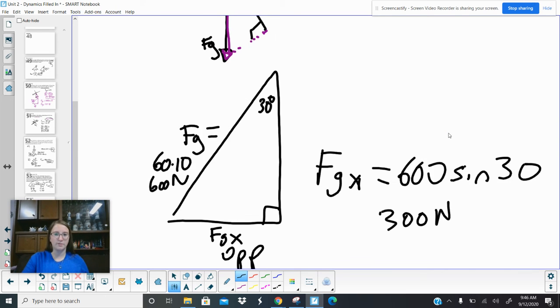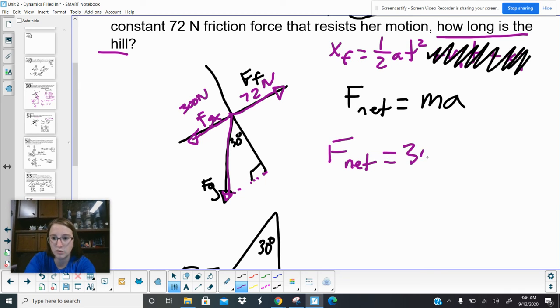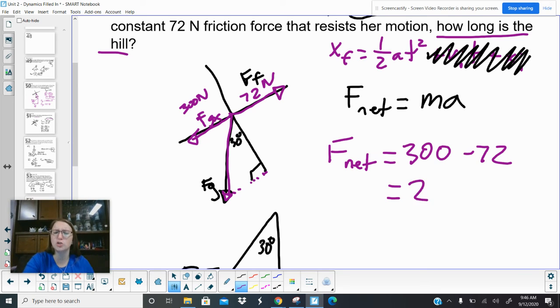So let's go back up to our picture. I have an x component here of 300 newtons fighting against a friction of 72 newtons. My net force is going to be those subtracted. 300 minus 72, which is 228. This is my net force. Now we can find the acceleration.